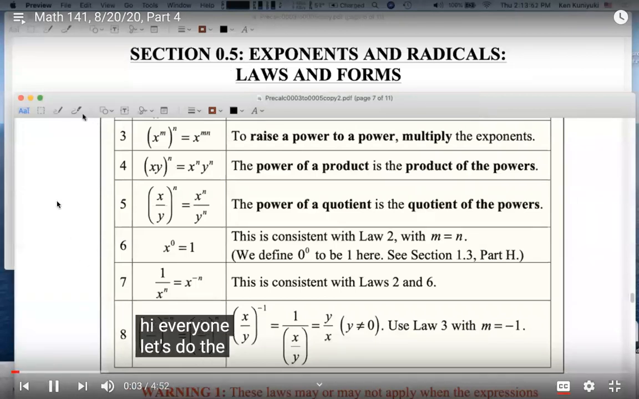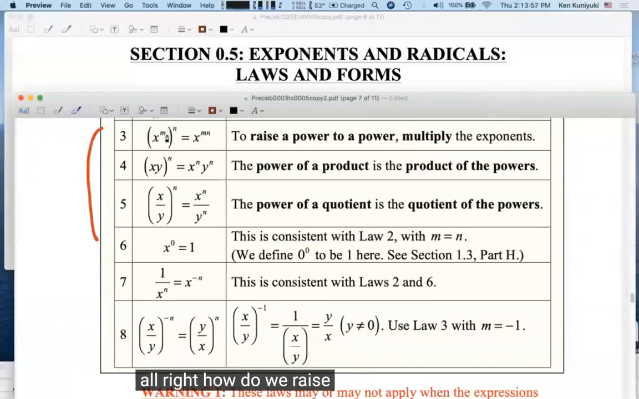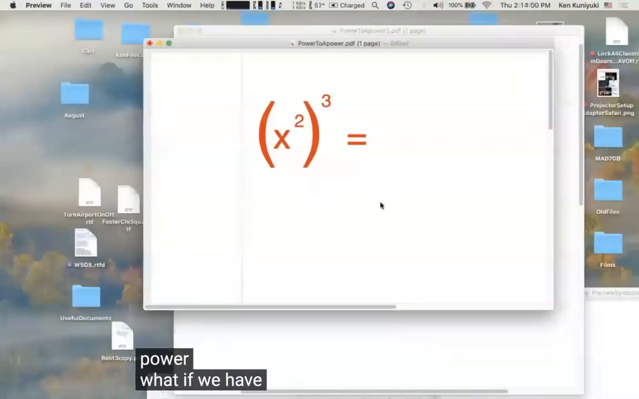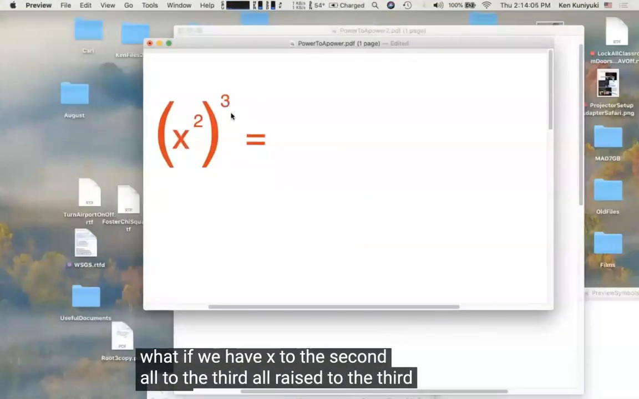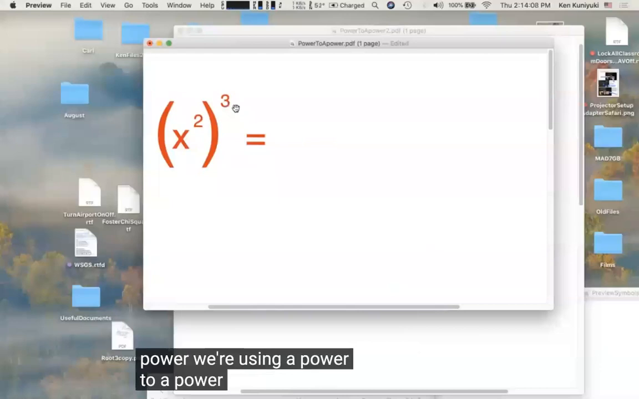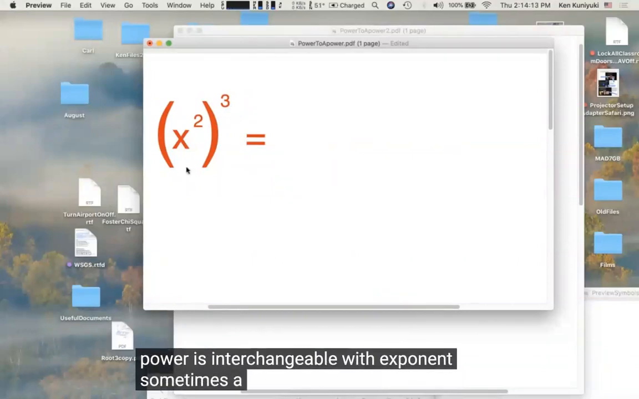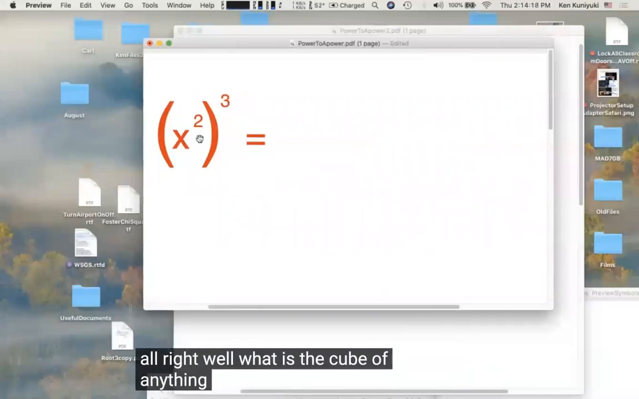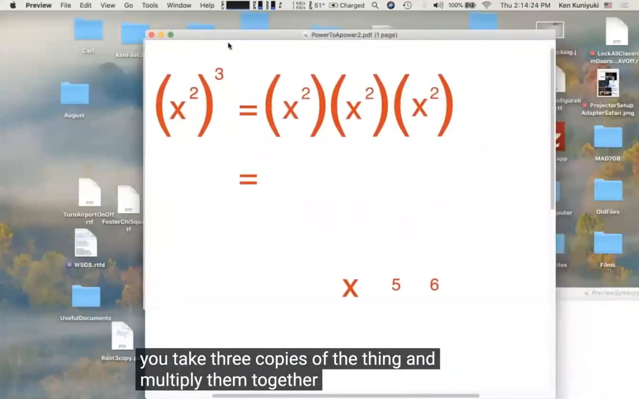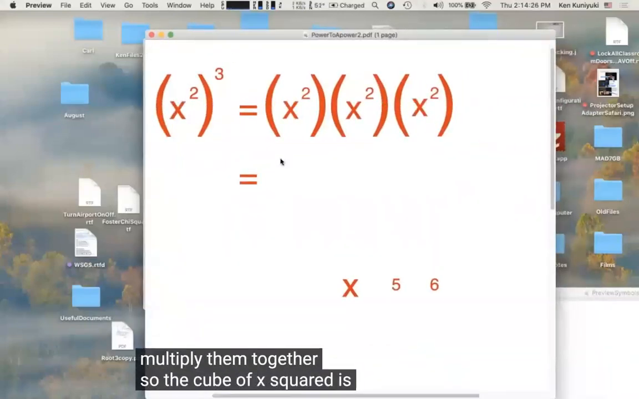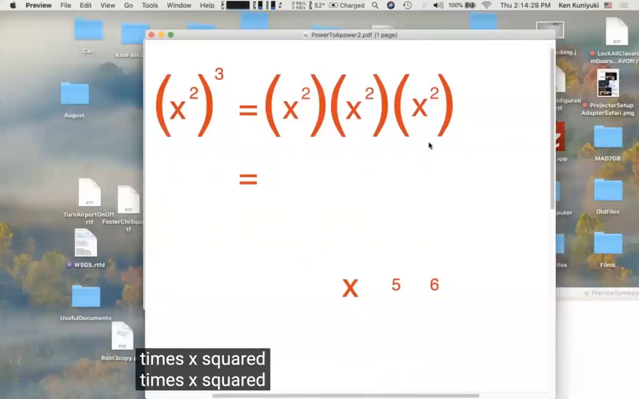Hi, everyone. Let's do the next 3 laws. All right. How do we raise a power to a power? What if we have x to the 2nd all raised to the 3rd power? We're raising a power to a power or exponent. Sometimes the word power is interchangeable with exponent. Sometimes a power means like x to the 2nd. All right. Well, what is the cube of anything? When you cube anything, you take 3 copies of the thing and multiply them together. So the cube of x squared is x squared times x squared times x squared, right?